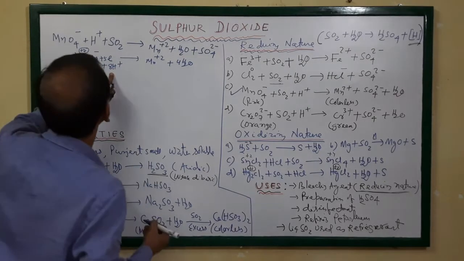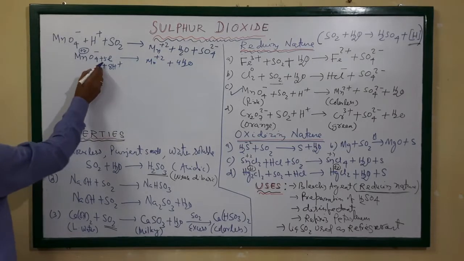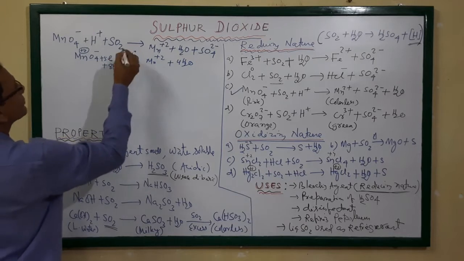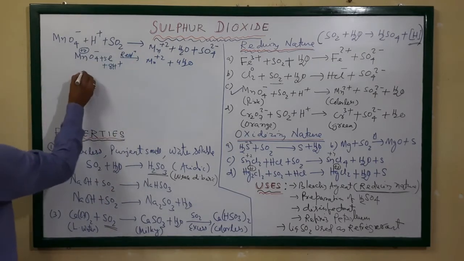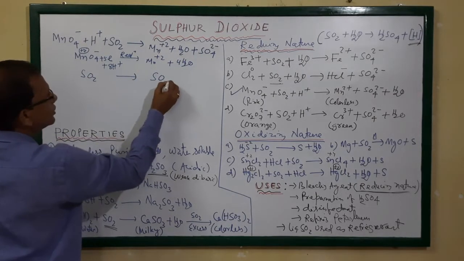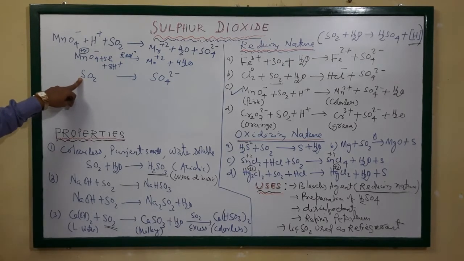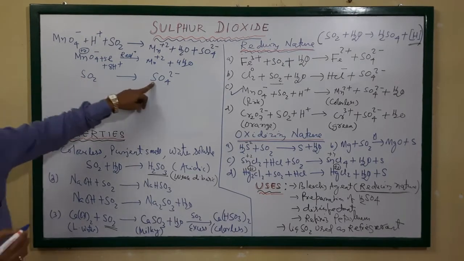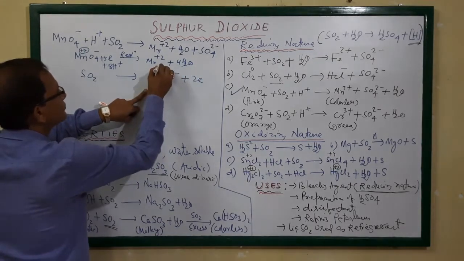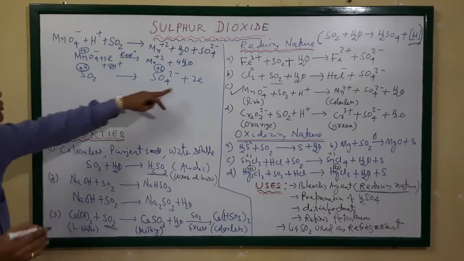Okay, so this is the first step, and since this reaction involves addition of electrons, it is called reduction. Then the second step: sulfur dioxide converts to sulfate ion as per the reaction. Here the charge of sulfur is +4, and here the charge of sulfur is +6. So you add 2 electrons.